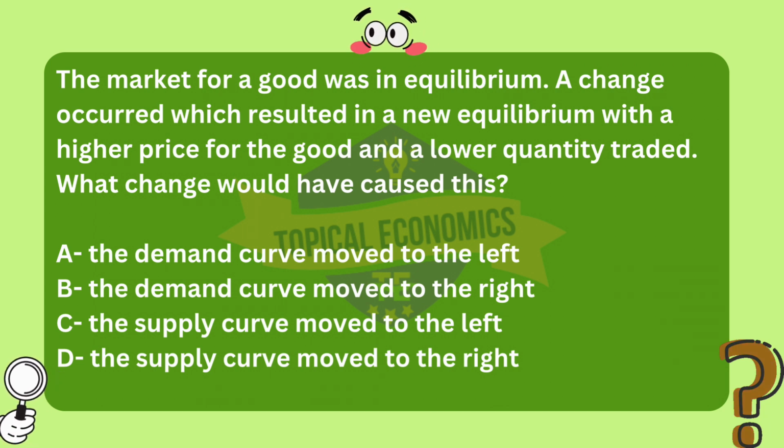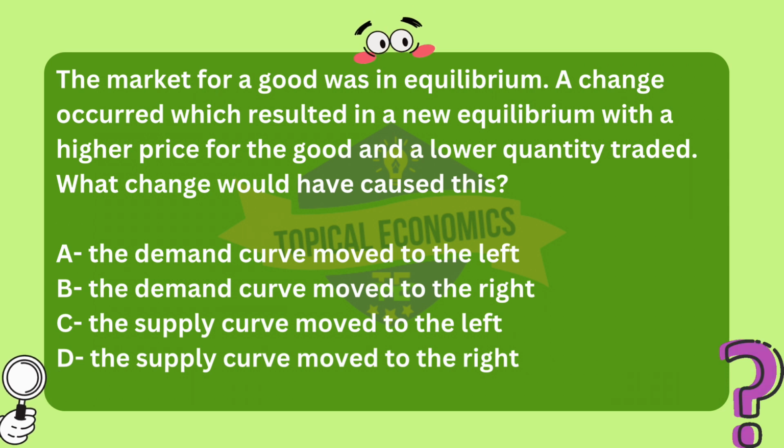The correct answer for this question is option C. The supply curve moved to the left. When the market reaches a new equilibrium with a higher price and a lower quantity traded, the primary cause is a reduction in supply. A leftward shift of the supply curve means that, at each price level, producers are willing to supply less of the good than before.